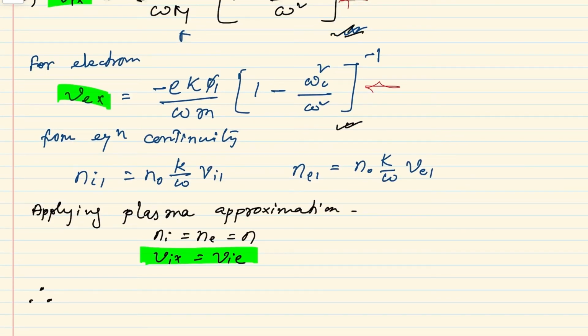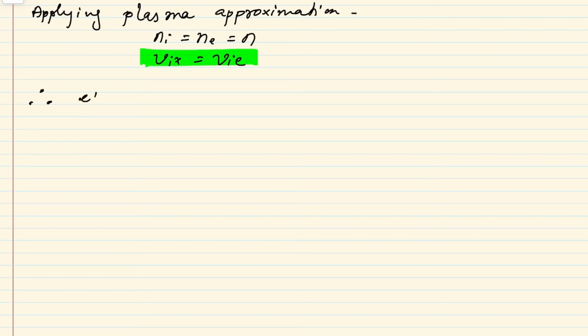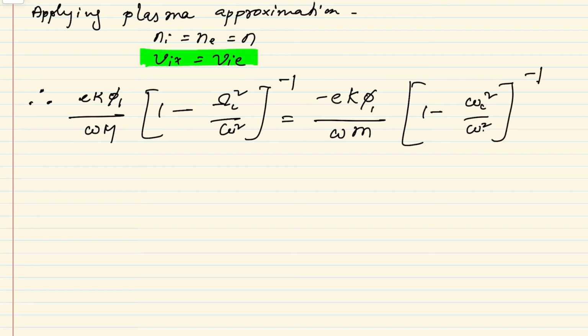So let us write these two sides of the equation. Then we can write here: E k phi 1 by omega, capital M, 1 minus Omega c square by omega square, whole inverse, is equal to minus E k phi 1 by omega, small m, 1 minus omega c square by omega square, whole inverse. So from here you can cancel these terms, and phi also will be cancelled. Then this omega also cancels.